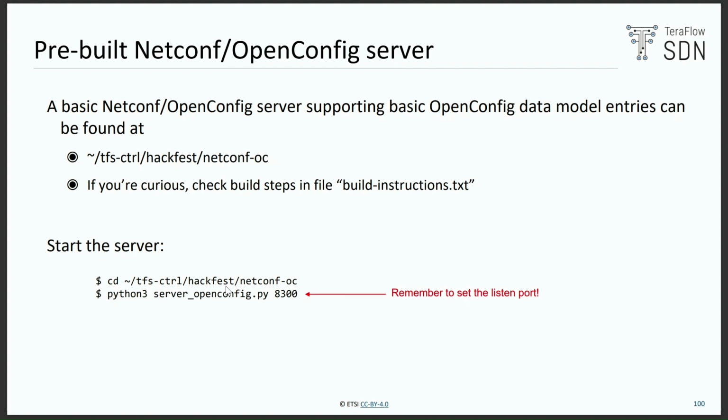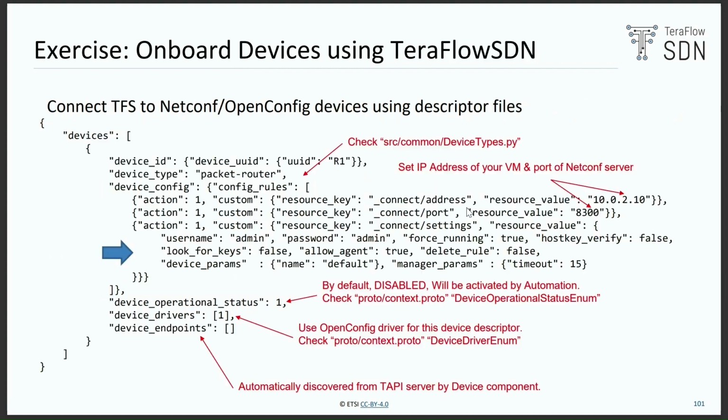It's already provided. You can see that in this Hackfest NETCONF OpenConfig folder, you have the server openconfig.py. Remember to set the port where we want the server to be listening. In general, we will be using port 8300, and then in another exercise where we will be deploying a number of these servers, we will change the last 0 by 1, 2, 3, 4, depending on the number of the device. Okay. If you are curious on how this server was built, you have in that folder a specific file named build instructions that you can check, and it explains more or less how it is implemented.